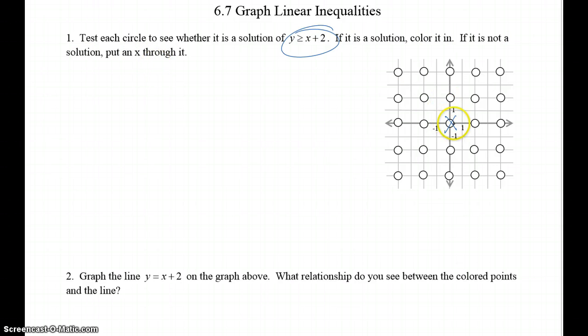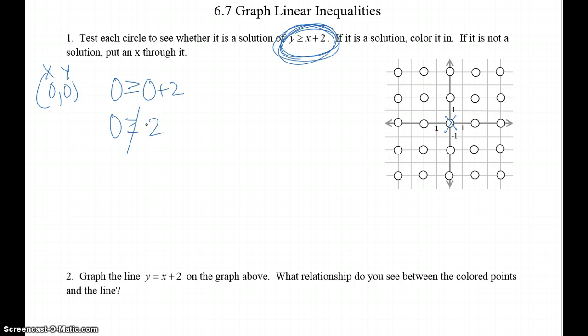Okay, so it looks like I've tested the point 0, 0, but let's do it again. We are plugging into this inequality the point 0, 0. That means I'm going to plug in 0 for x and 0 for y. If I do that, I get 0 is greater than or equal to 0 plus 2. If you simplify both sides, you get 0 is greater than or equal to 2. Now notice, there are no variables left. We're not solving anything. We're just simplifying both sides to see if it makes a true or false statement. In this case, 0 is not greater than or equal to 2, so we put an X through that point because it is not a solution to that inequality.